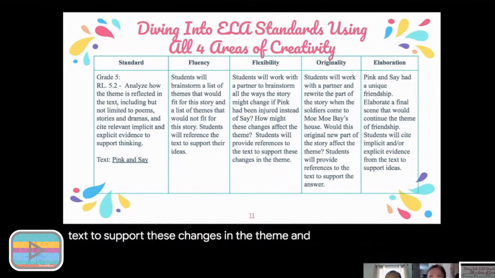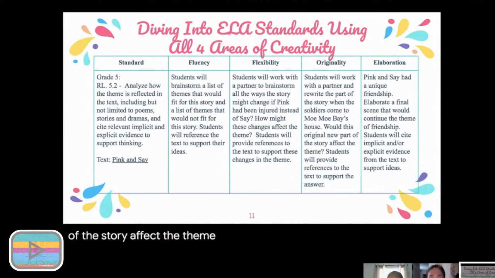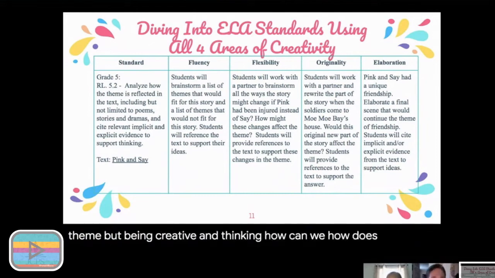And with my originality, they're going to work with a partner and rewrite the part of the story when the soldiers come to Moe Moe Bay's house. Would this original new part of the story affect the theme? Once again, it's getting them to think deeper, not surface, just finding the theme and saying, okay, this is the theme, but being creative and thinking, how do different things change the theme, affect the theme?